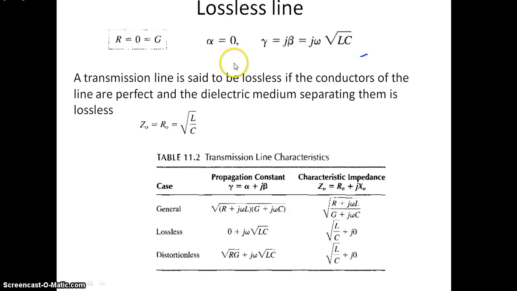Next, coming to the lossless line. For a lossless line, resistance is 0. That is, resistance equals conductance equals 0, and there is no loss. Alpha equals 0.